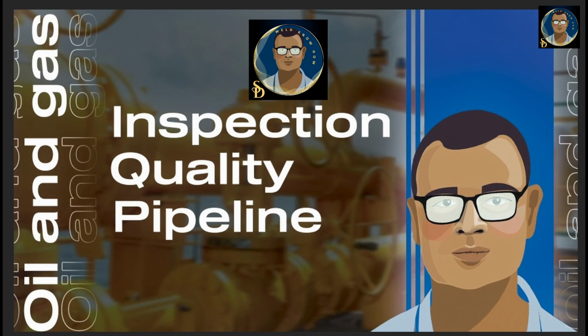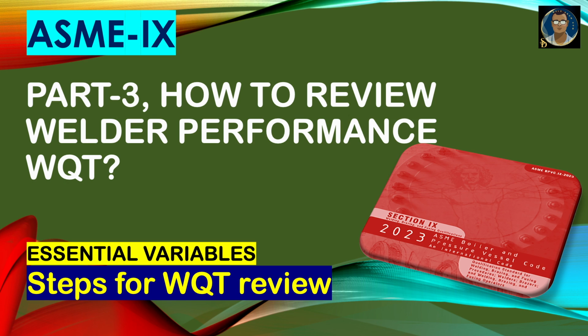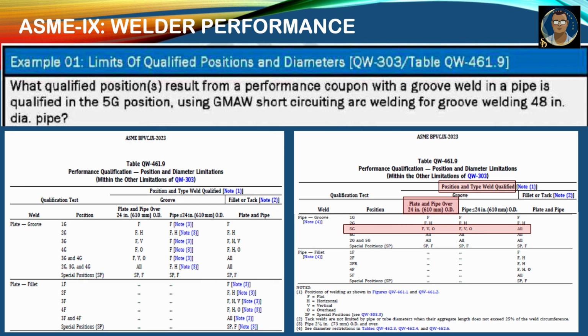We are in a series of reviewing WPS, PQR, welder qualifications. Here I have taken the widely used welder qualification or WQT PQR qualification international code, ASME Section 9. So today we are at part 3, how to review welder performance or WQT records. Let us discuss the limits of qualified positions and diameter of the welder. The applicable section here is QW303, table is 461.9.